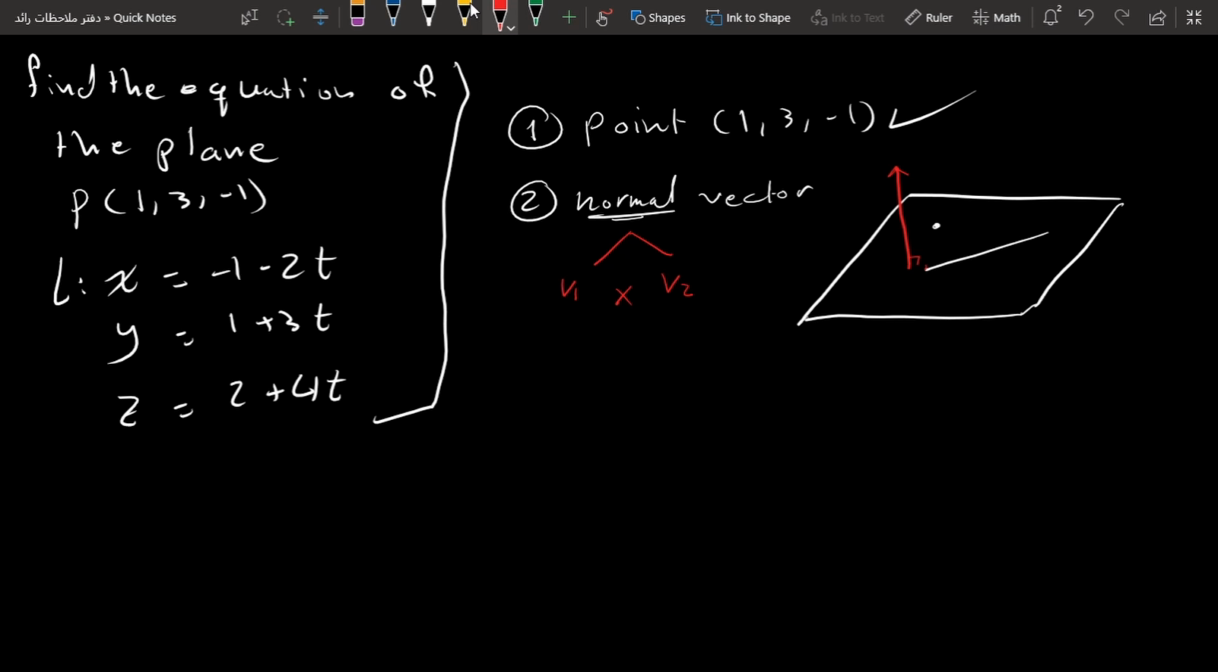هسا first we have a ready vector here. في عندي vector جاهز هيو. The vector is the coefficient of t here: -2, 3, and 4. This vector is in the plane. يعني هذا الفيكتور v1 can be given as -2, 3, and 4. Now we need this v1, and we will take v2, and the cross product will be the normal vector.